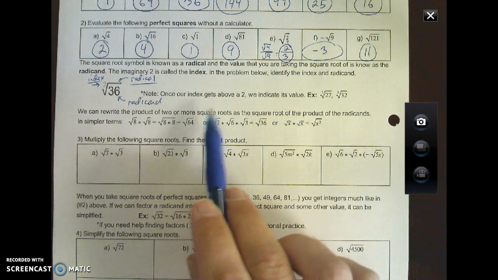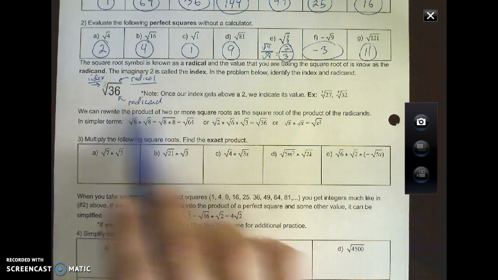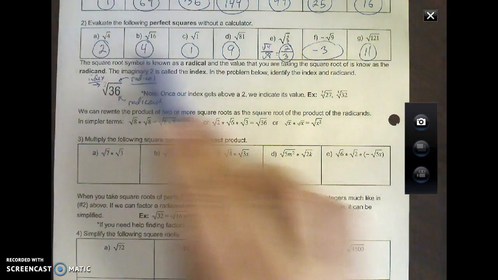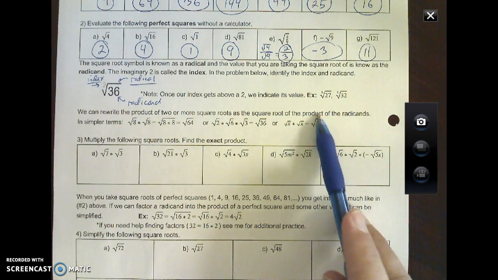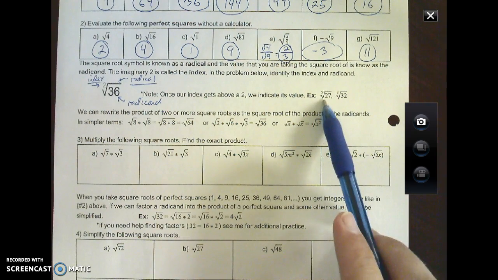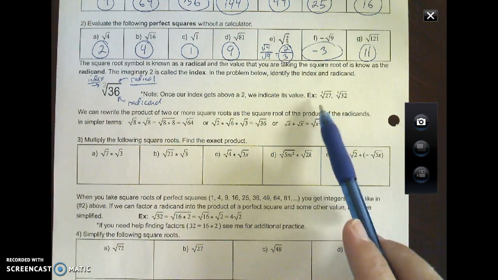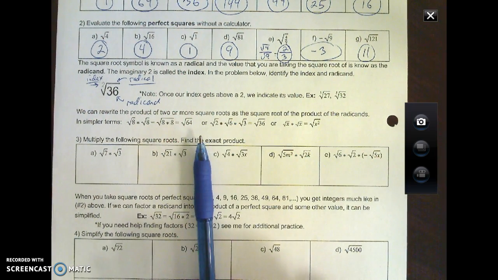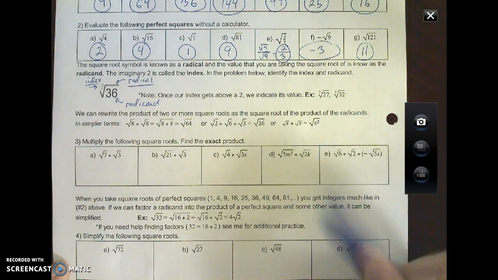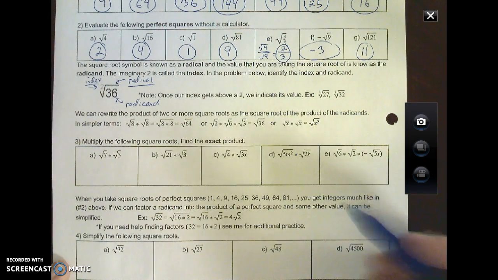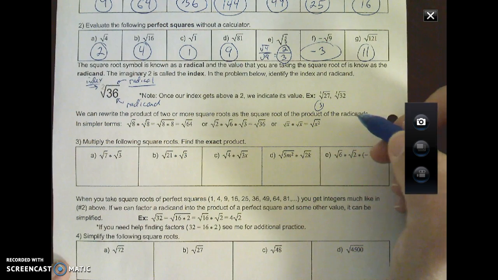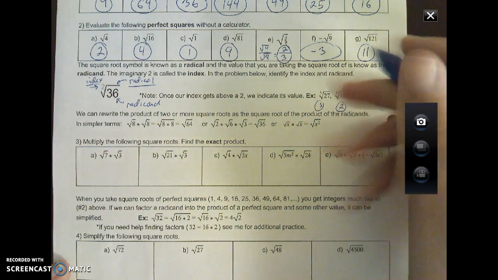Please note that once our index gets above 2, we indicate its value. For all these square root symbols, we're never going to write the number 2 down. Here you see it's really faint, but up here we never used it. When you start to take cube roots, fourth roots, fifth roots, and so on, and yes, we will get to that at some point, you do write the number out. So for example, cube root of 27. What number times itself 3 times gives you 27? Well, 3. 3 times 3 is 9, 9 times 3 is 27. What number times itself 5 times gives you 32? Well, that's just going to be 2. 2 times 2 times 2, and so on, gives you 32.